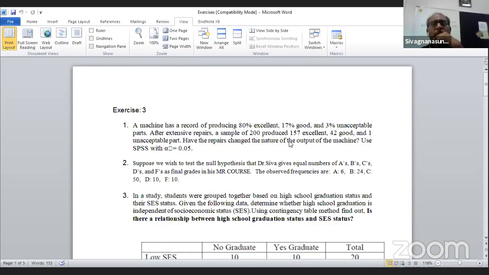So the chi-square statistic is computed based upon observed frequencies and expected frequencies: O minus E squared divided by E. That's how you compute the chi-square statistic. So keep these numbers in mind, 80, 17, and 3. So let me go to 80, 17, and 3 here. Okay, so how to do the chi-square test?